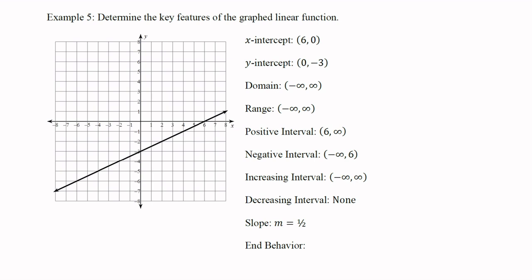Our end behavior, as x goes to infinity on the right side, our graph is going up, so f of x is going to infinity. On the left side, as x goes to negative infinity, f of x is also going to negative infinity because our graph is going down.